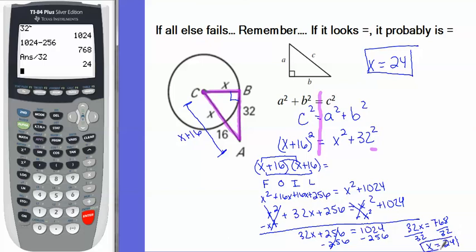Now granted, this was a whole lot of work. If nothing else, especially on SOL day, I would probably try to FOIL and figure out that x is 24, and I check it in my calculator with the table. So go ahead and try a few problems.